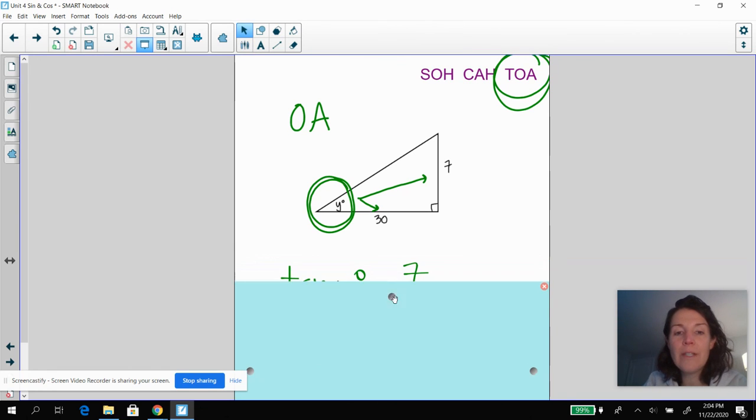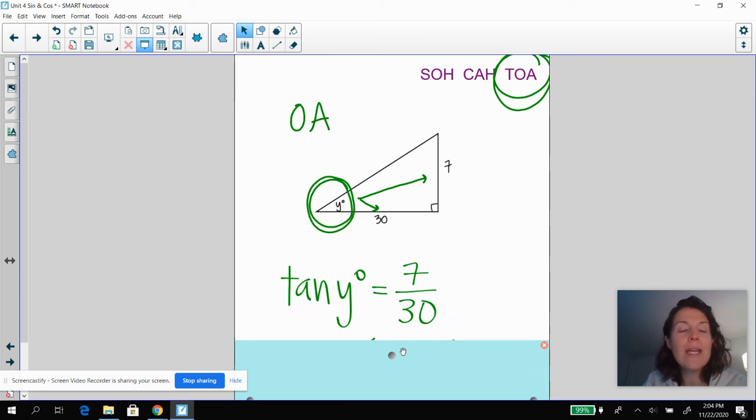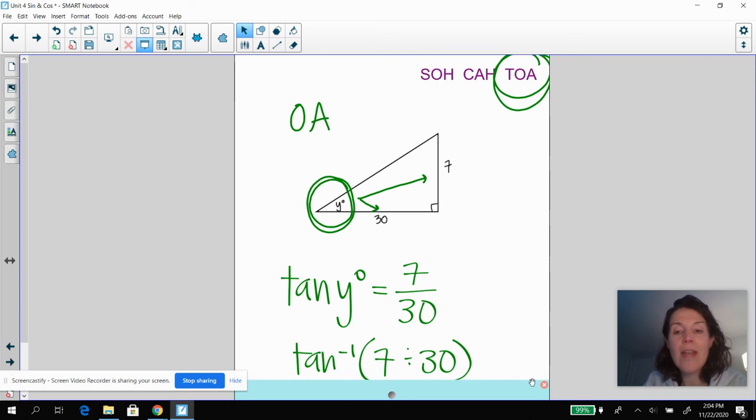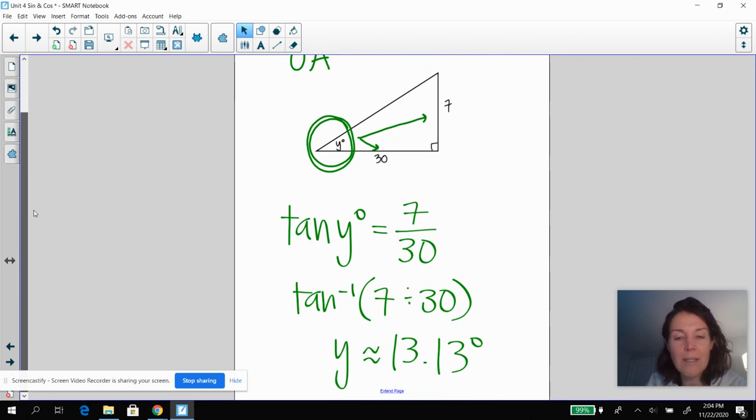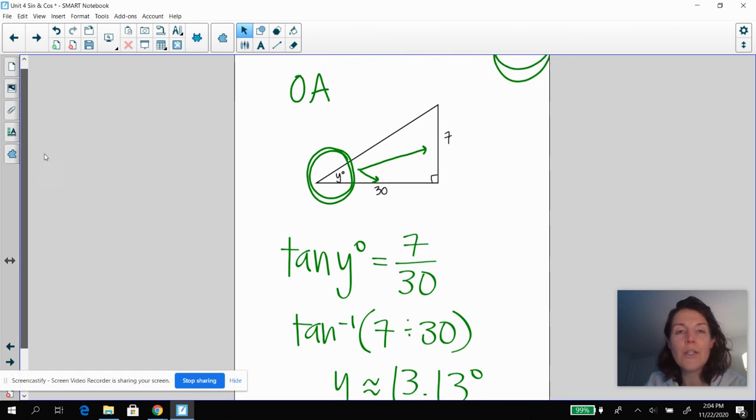All right, we're back. So hopefully you set it up as the tangent of angle y equals 7 over 30. And then in your calculator, you would do the inverse tan of 7 divided by 30, and you got that y was approximately 13.13 degrees.